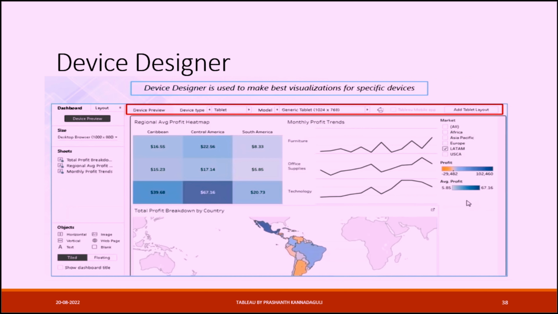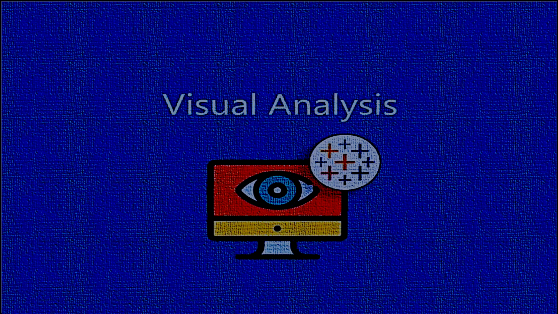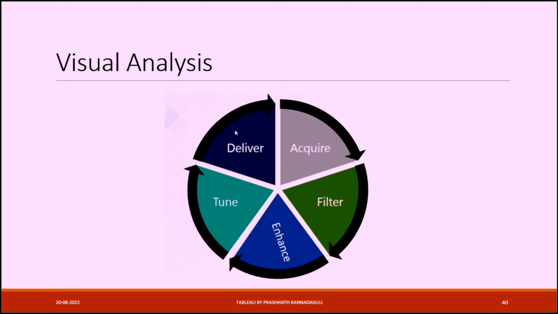Okay, so that's the device designer. All right, then let's move further. The visual analysis part. What are the various steps in a visual analysis? Initially, we saw the various components in the visual analysis. Now we are going to look at the step-by-step procedure in which visual analysis comes into the picture. Again, this particular topic is very important when you do business analytics.